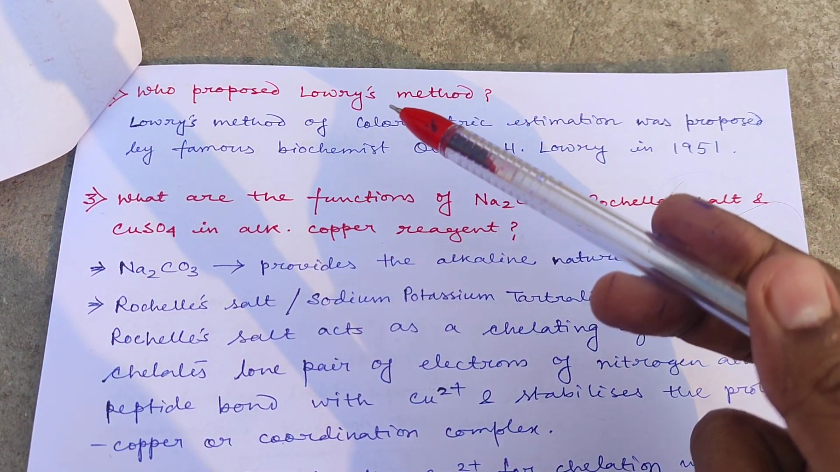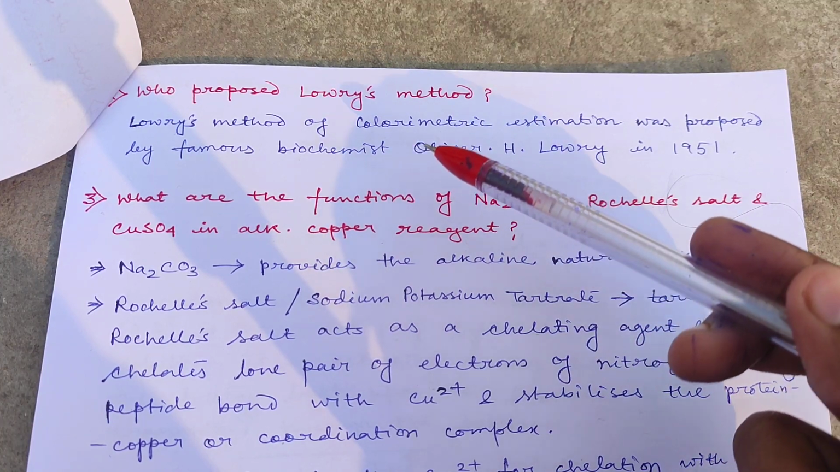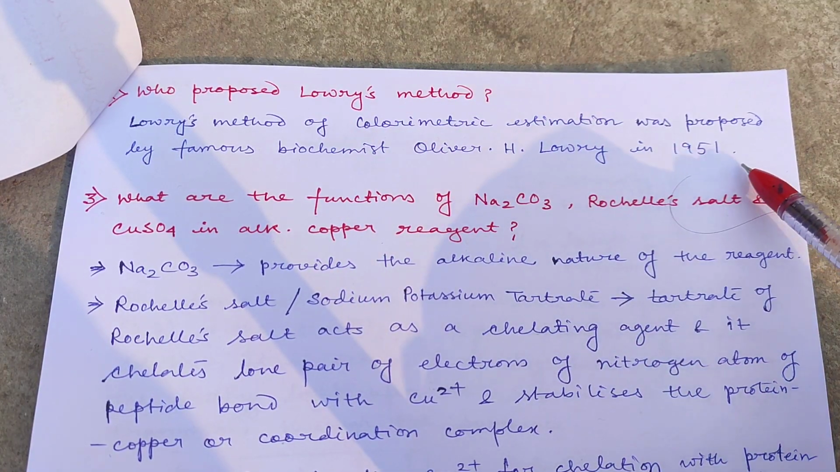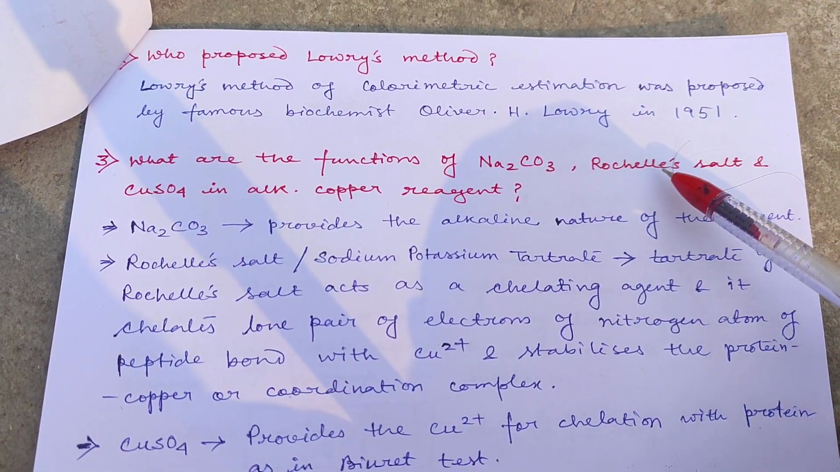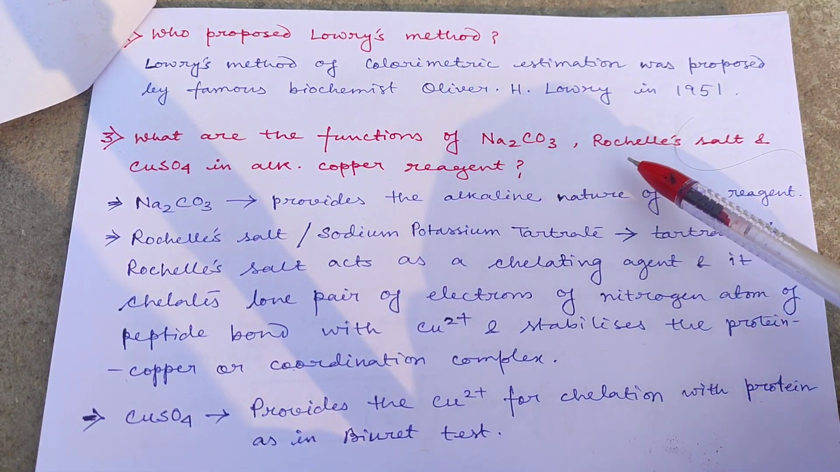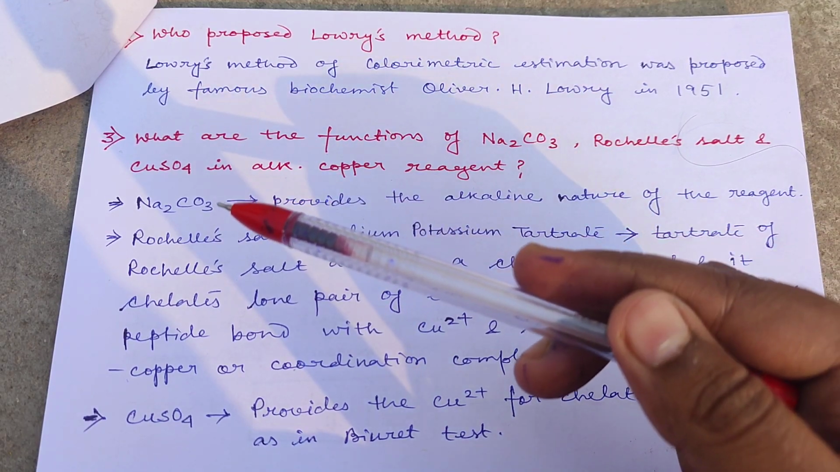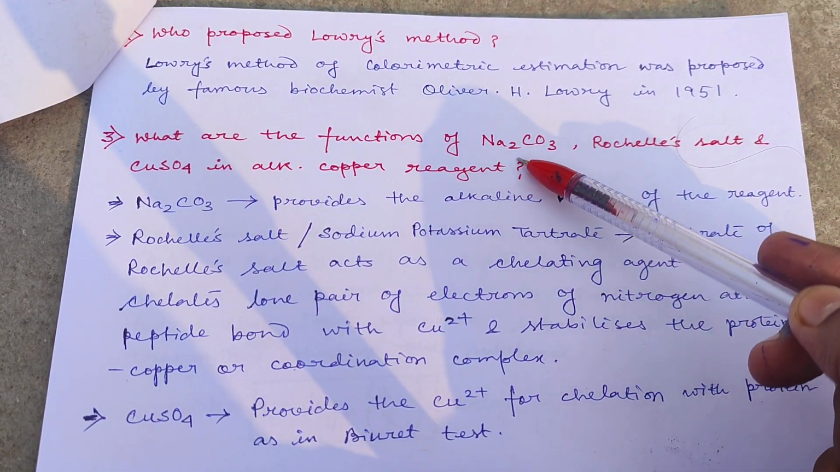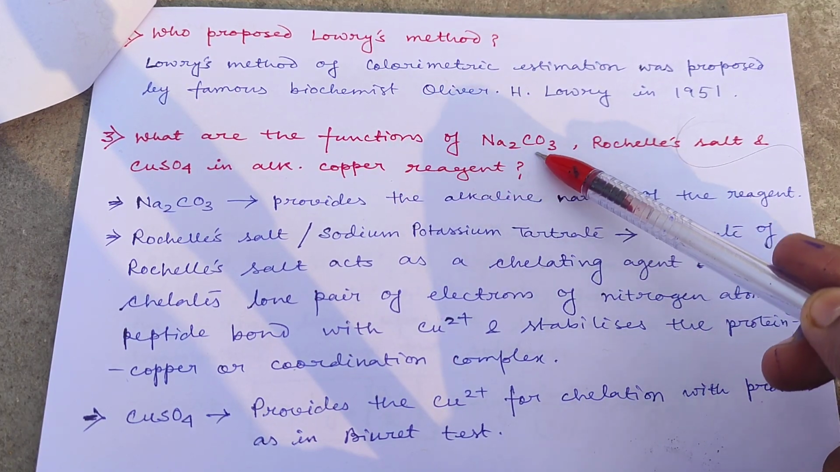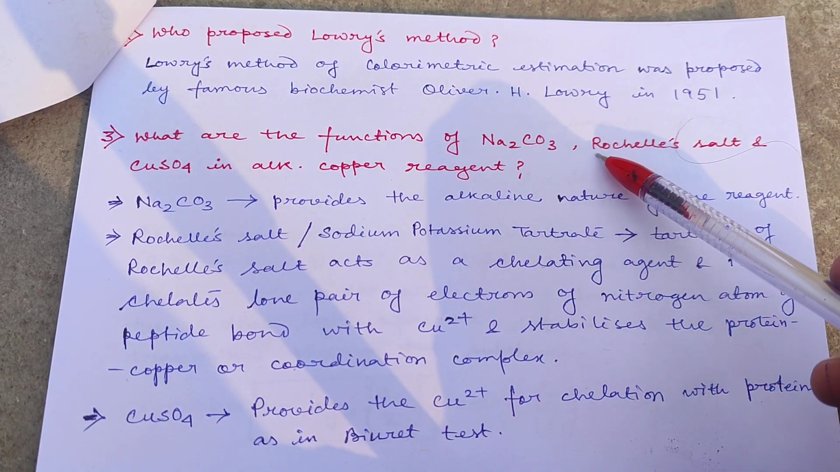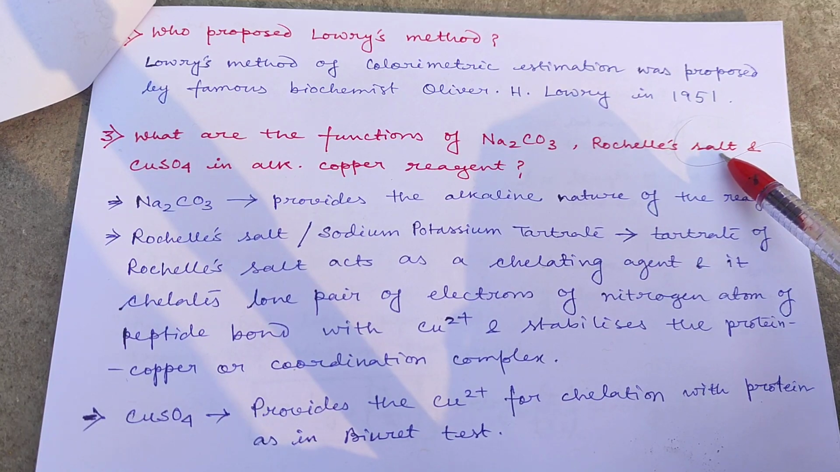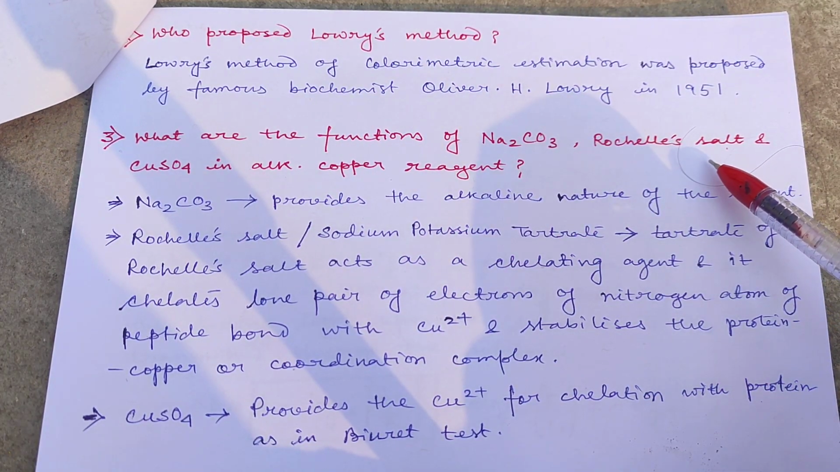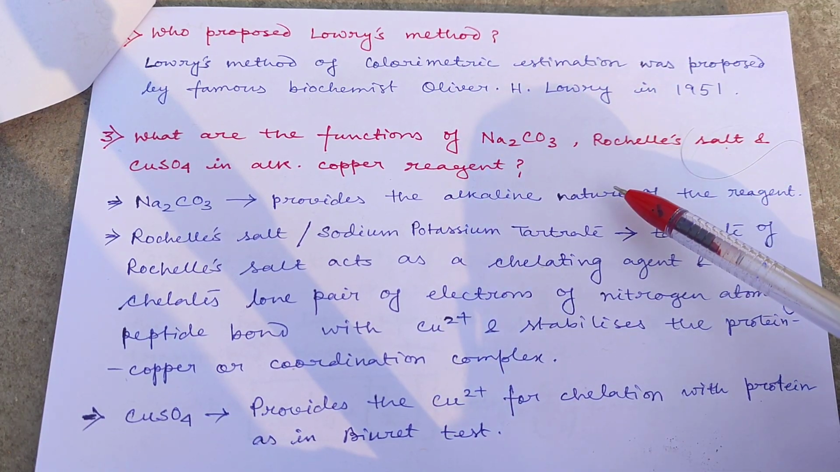Now, who proposed the Lowry's method? It was proposed by famous biochemist Oliver H. Lowry in 1951. Next, what are the functions of sodium carbonate, Rochelle salt and copper sulfate in alkaline copper reagents? See, sodium carbonate actually makes the environment alkaline. Whereas Rochelle salt, which is also known as sodium potassium tartrate, the tartrate part of this Rochelle salt actually acts as a chelating agent.